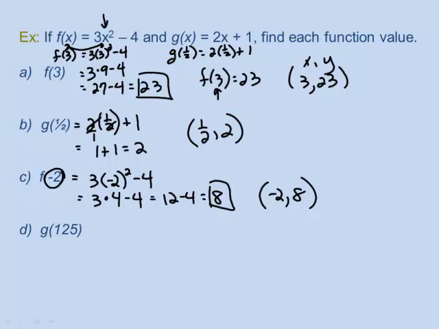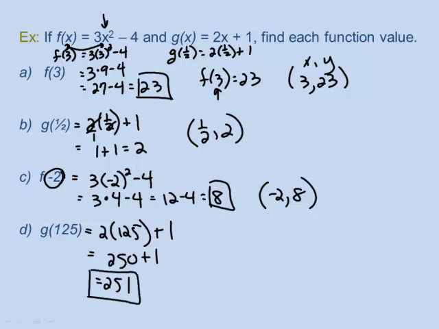All right, final example, g(125), we're going to put 125 in for the x value in our g function. So we get 2 times 125 plus 1, which is 2 times 125 is 250, plus 1, 251. Or the ordered pair would be (125, 251), with 125 producing 251 for our y value.